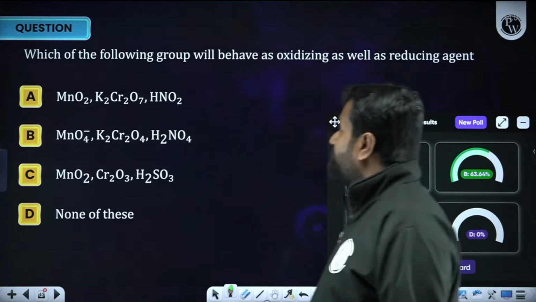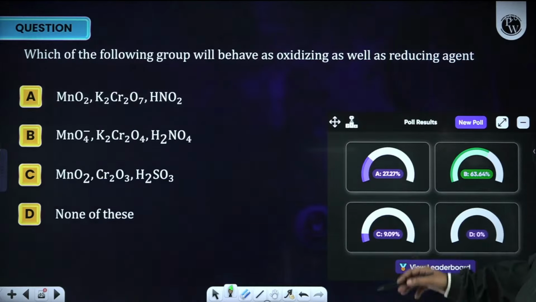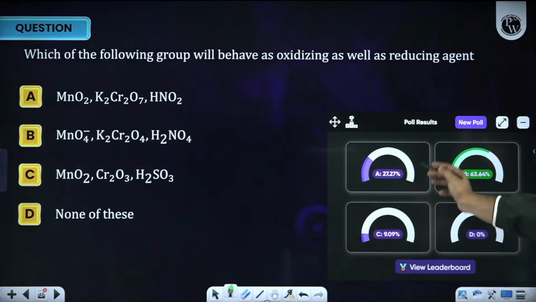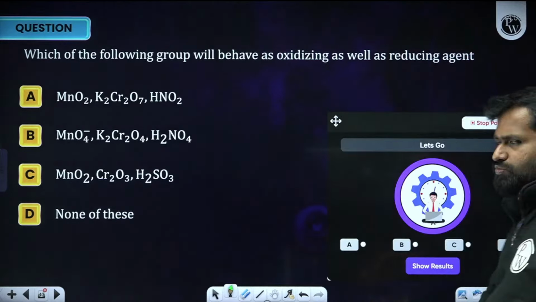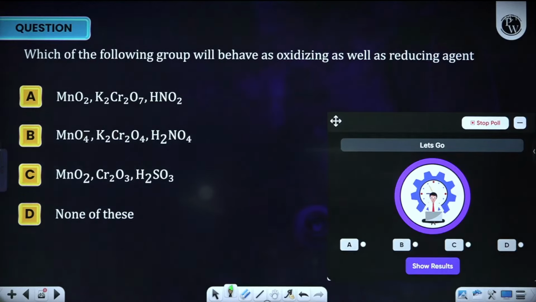Next, I'm moving into redox reaction. Which of the following group will behave as oxidizing as well as reducing agent? Tell me, my dear students. Which of the following group will behave as oxidizing as well as reducing agent?